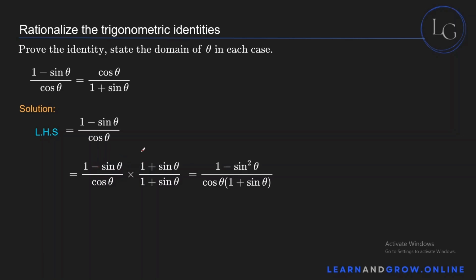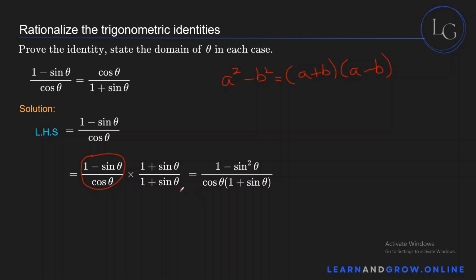But once you actually do the multiplication, this is what you call rationalization. This is the conjugate of the numerator. 1 plus sine theta is the conjugate of 1 minus sine theta, and you take the conjugate on both the numerator and the denominator and multiply it with the original expression. What that does is this 1 minus sine theta into 1 plus sine theta becomes 1 minus sine square theta, using the algebraic identity that a square minus b square is equal to a plus b into a minus b. And so that's how you get this.